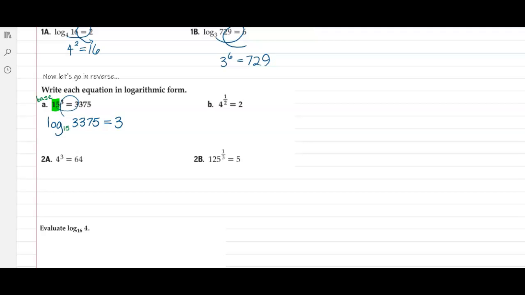The order matters, and that can be the most challenging part of these types of problems. The log, our base, is the bottom number that has the exponent of 4. Our log base 4 of 2 equals 1/2. Pause the video and try these next two.